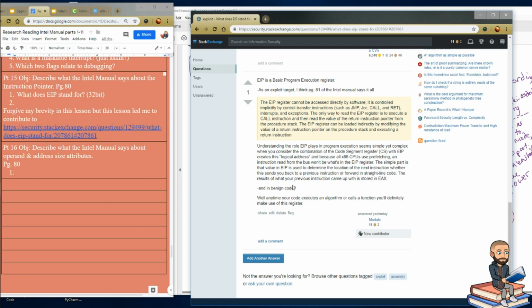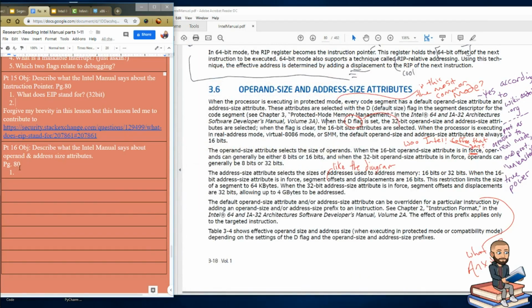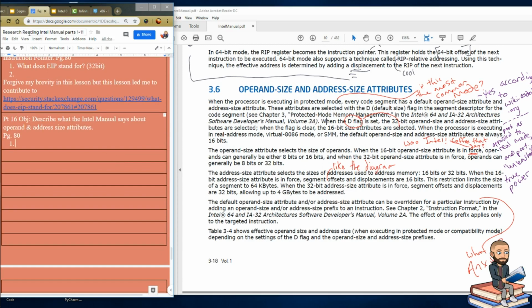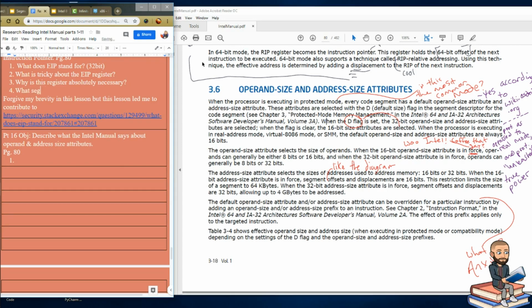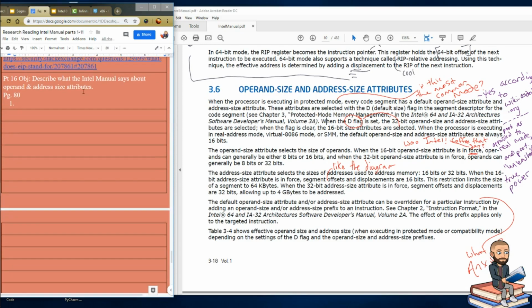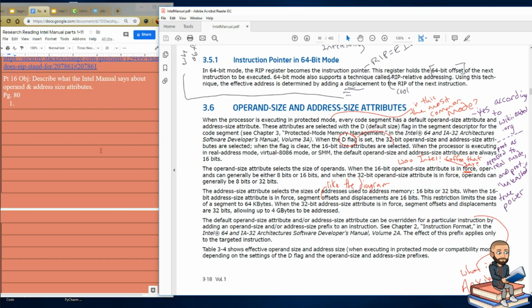Now, regarding benign code, like the person asked, okay, well, anytime your code executes an algorithm or calls a function, you'll be using that value inside of the EIP. Whether you know what it is or not, your program will be utilizing that to execute correctly. So let me just ask the general question of like, what is tricky about this EIP register? Why is this register absolutely necessary, okay? Maybe another question, what segment would this register be concerned with? So here's a little more fleshing out that section of the Intel manual. But now we can go ahead and focus on this operand and address size attributes.